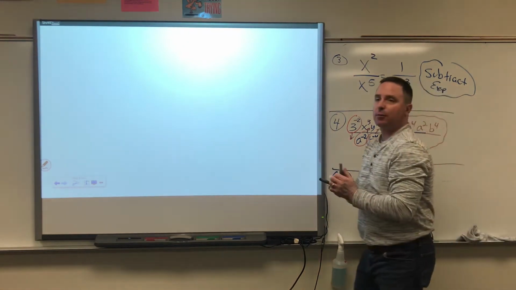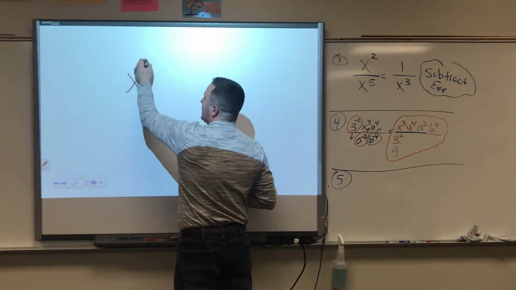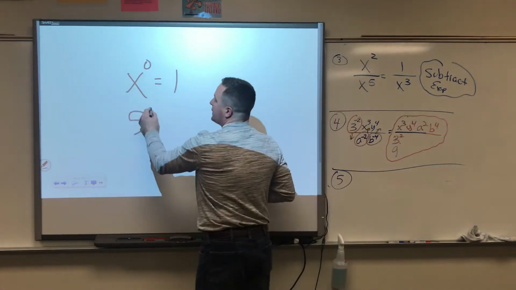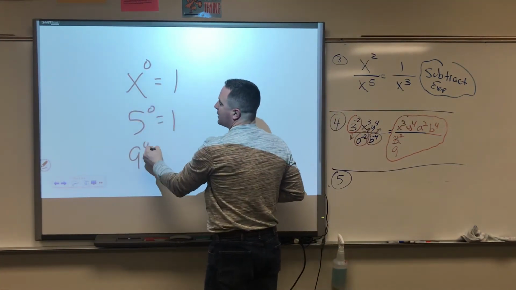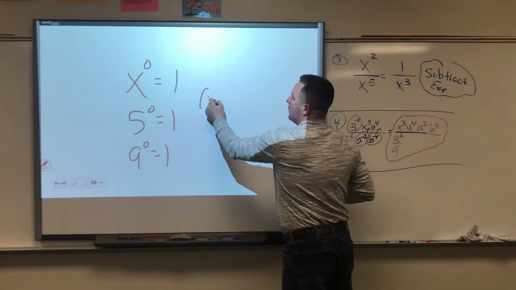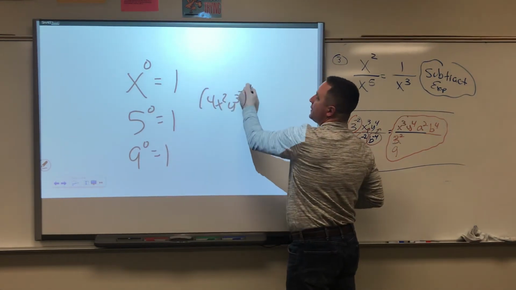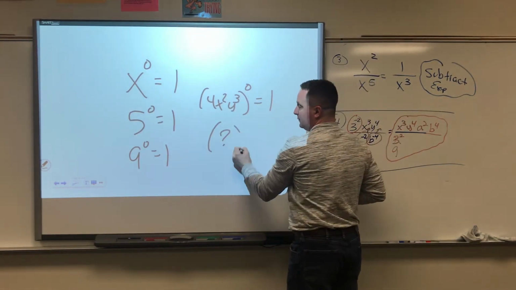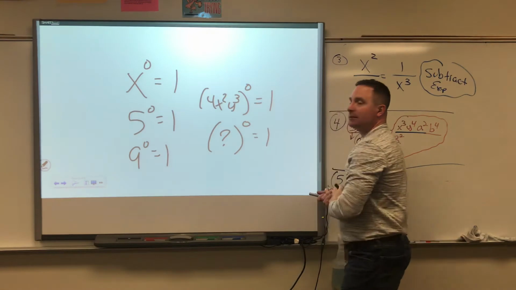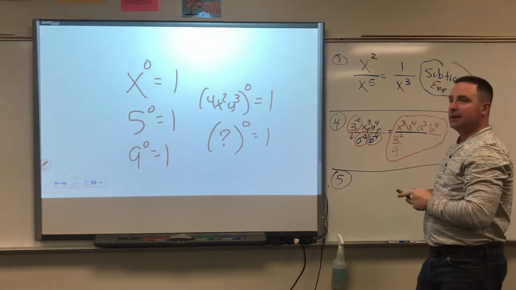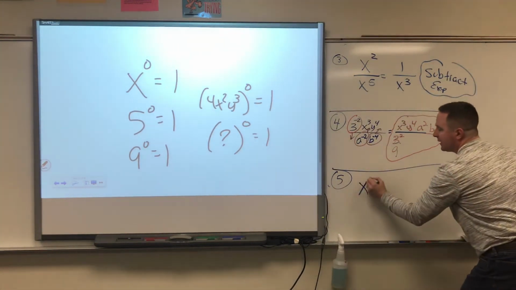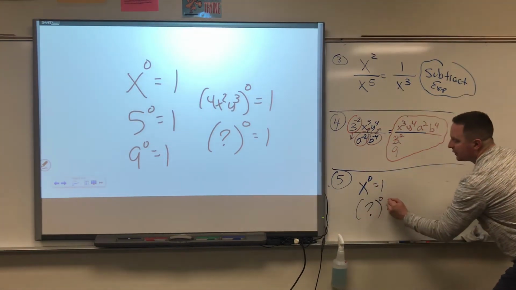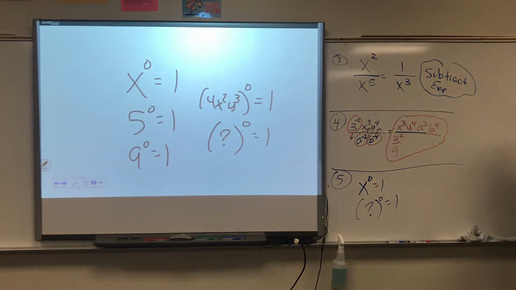And the zero property is really anything to the 0 power is 1. 5 to the 0 power is 1. 9 to the 0 power is 1. 4x squared y cubed to the 0 power is 1. Anything raised to the 0 power is 1. Maybe I'll just write a couple examples. X to the 0 power is 1.